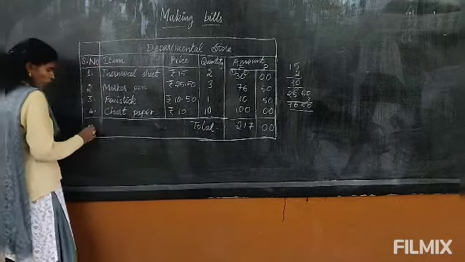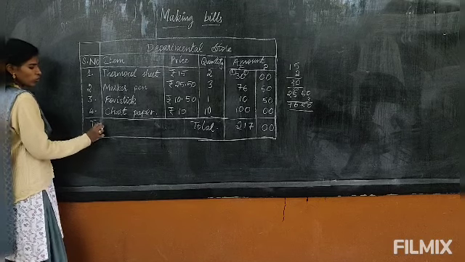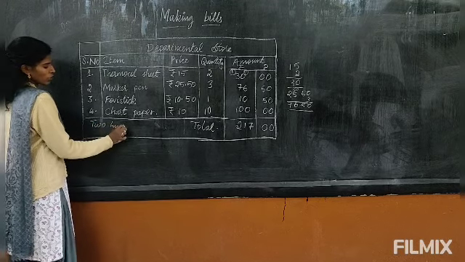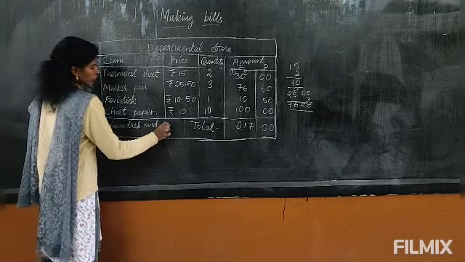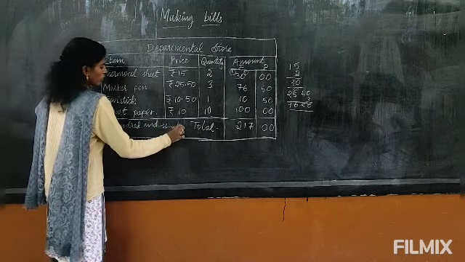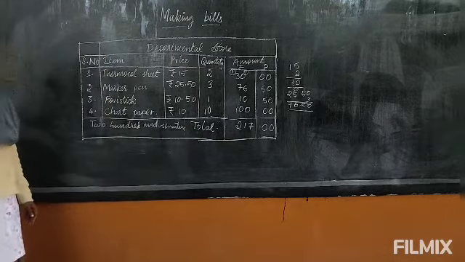And if you want, you can write here in words also. Two hundred seventy in words. Okay, it is not necessary. If you want, you can write it. So this is the way the bill is made.